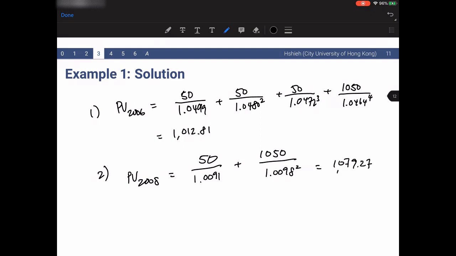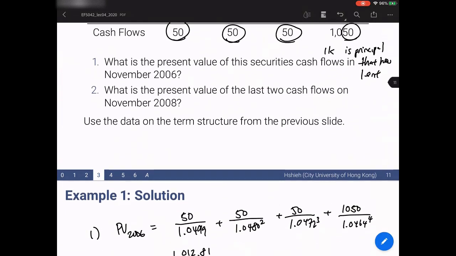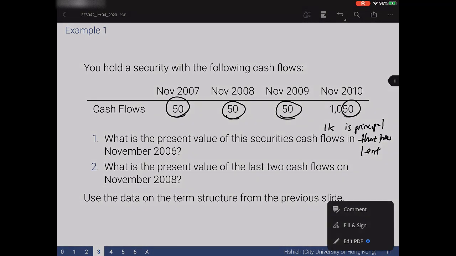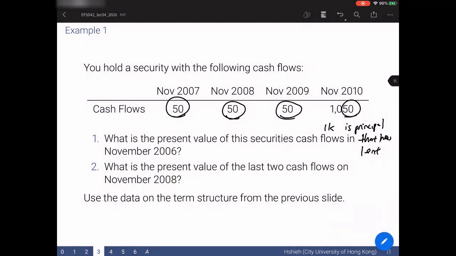Okay, so that's how we use the term structure to discount risk-free cash flow. And so this example is what we typically call a bond, right, with so-called coupon payments. In this case, this security pays out $50 coupon payments for 4 years with a final principal payment of $1,000.